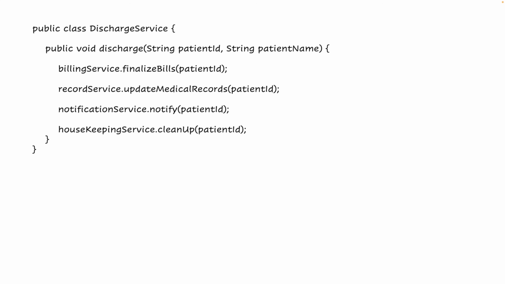So this looks good. Then what is the problem with this particular approach? Let's discuss those problems one by one. The first problem is tight coupling. If you observe, this discharge service is tightly coupled with all the other services: billing service, record service, notification and housekeeping service. This means any change in the API or behavior of these services could require changes in the discharge service. So this is one of the key problems if you go with this particular approach.